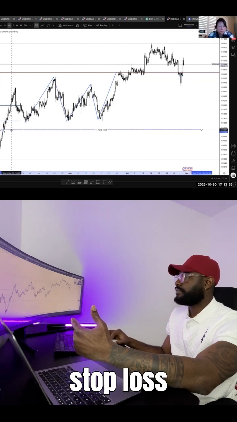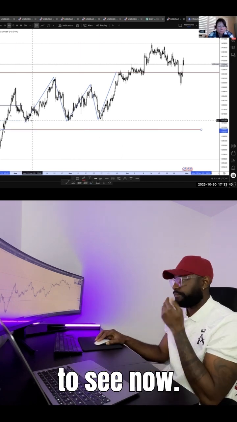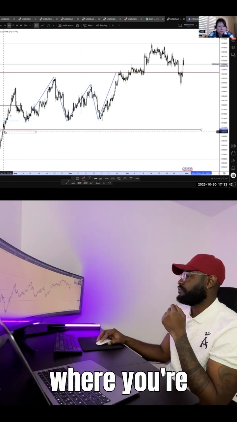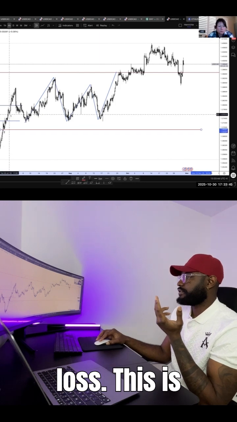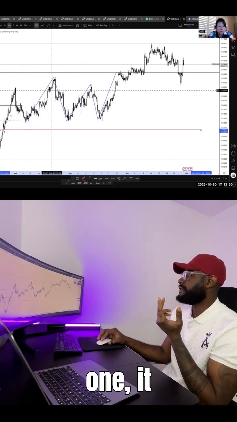This is where your stop loss would have been. Let me make this stop loss red so it's a lot easier for you to see. Now, this is the second low where you're going to place your stop loss. This is the first one. Price took the first one. And can you see that after it took the first one, it reversed and continued higher?